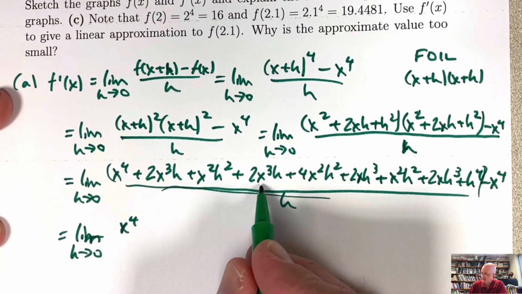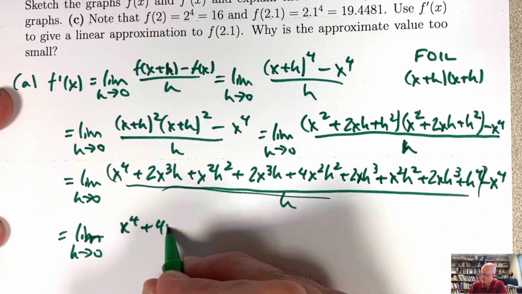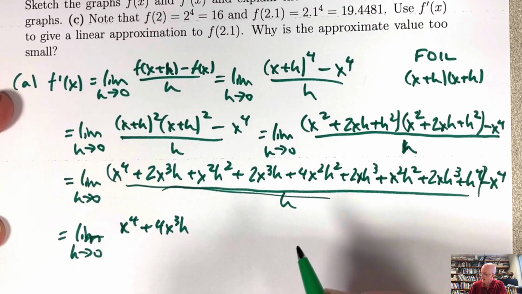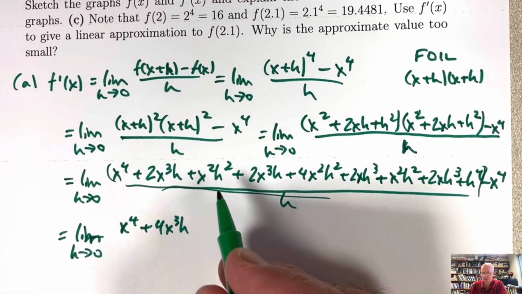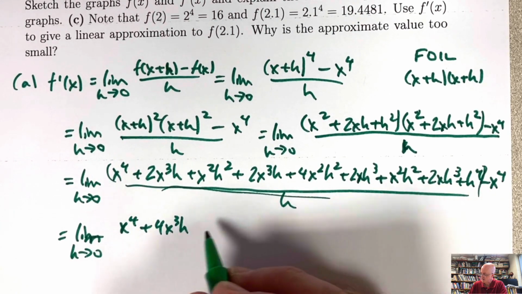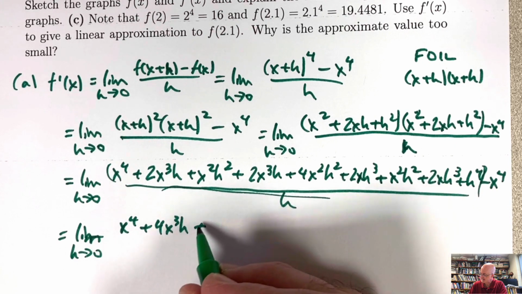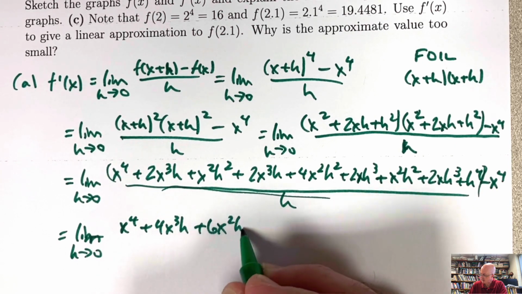We've got two terms here and here that involve x cubed. Combine them, you get 4x cubed h. We've got three terms that involve x squared times h squared, here, here, and here. So when we combine, look at the coefficients 1, 4, and 1, we'll get plus 6x squared h squared.